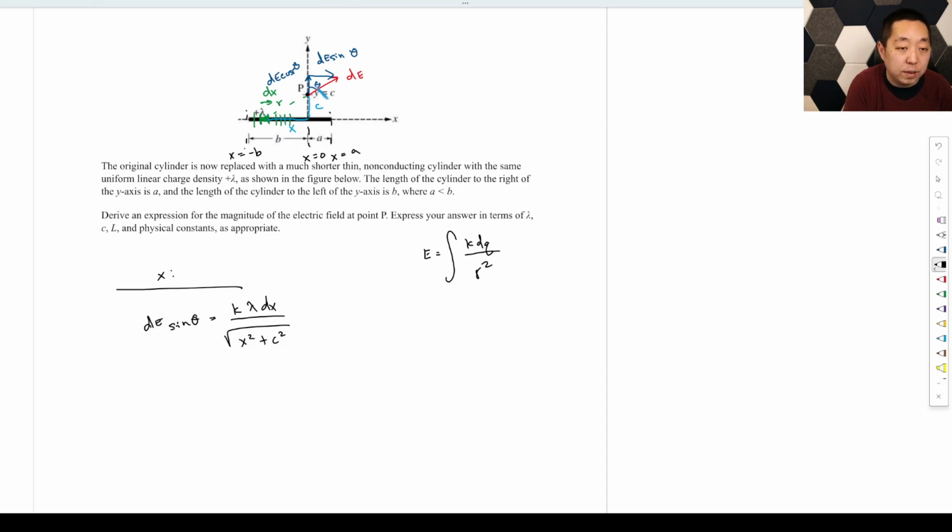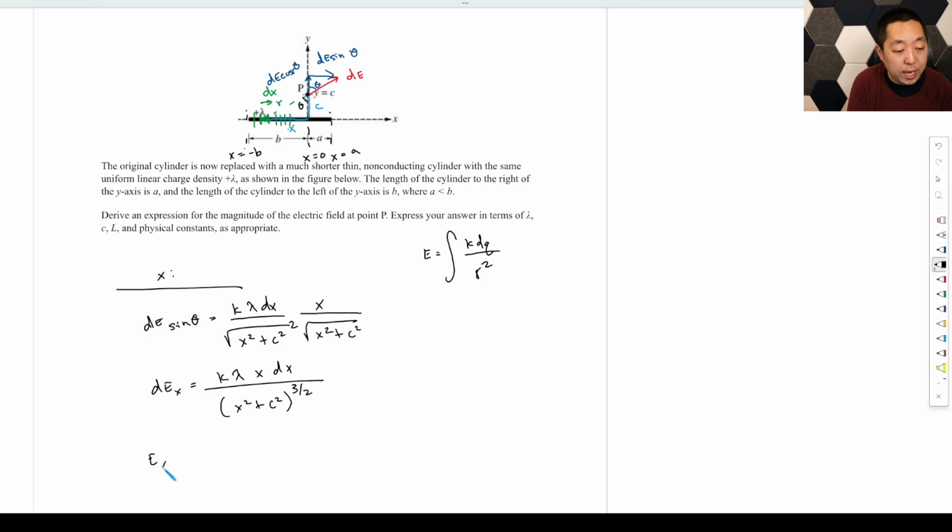Now, times sine of theta. If you look at this angle, it is theta also. So sine of theta from this right triangle is opposite over hypotenuse, x over r. And then r, we said, was the square root of x squared plus c squared. So if you look at this, the dE in the x component, in terms of x, is going to be k lambda x dx over x squared plus c squared. This is the first power, and this is to the 1/2. 1 plus 1/2 is 3/2. Okay, so that's the x component.